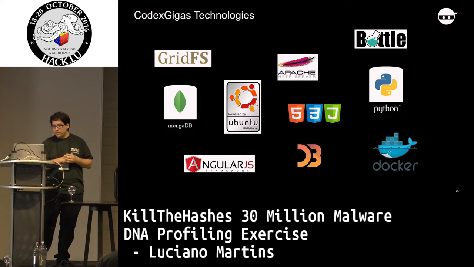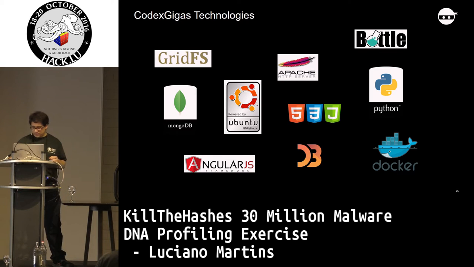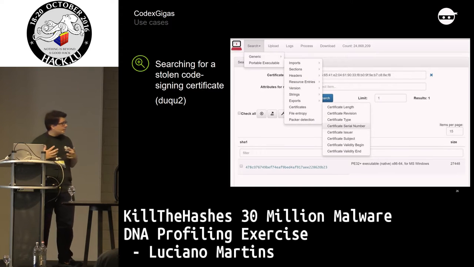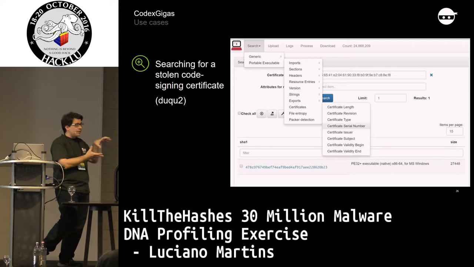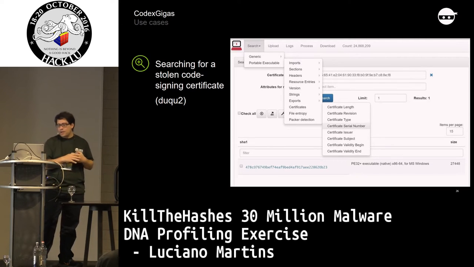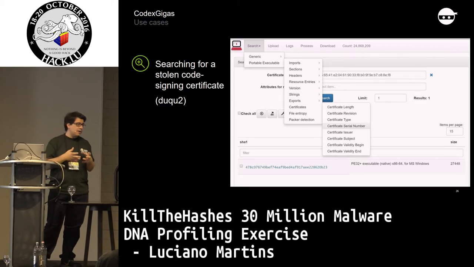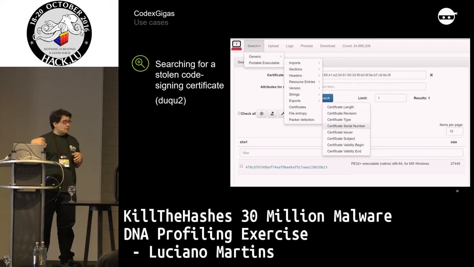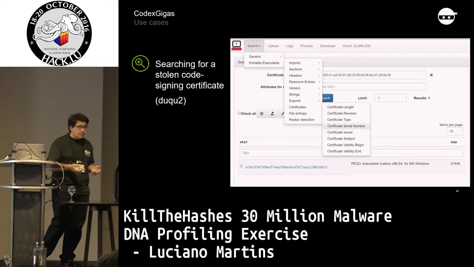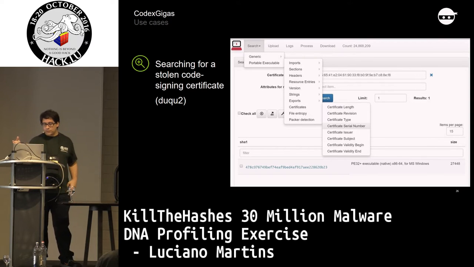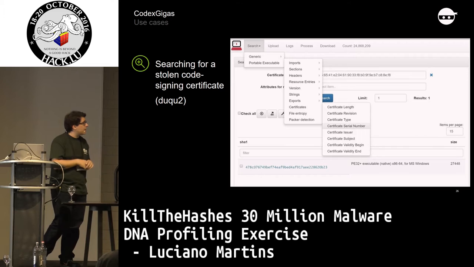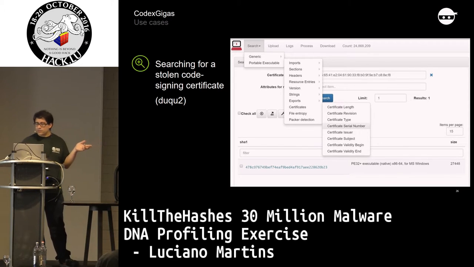So I want to show you some examples that we just put together. In this case, one of the pieces of data that we can get out of the files is the signed certificate, the code that's within the file. So if someone steals a certificate and you process a file that has the certificate serial number, in this case, this is a search for Dukou. If you know the certificate thumbprint serial number, you can just put it in, and it will search for that and bring you that information, which is the Dukou.